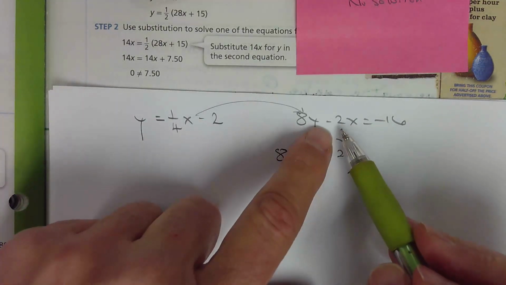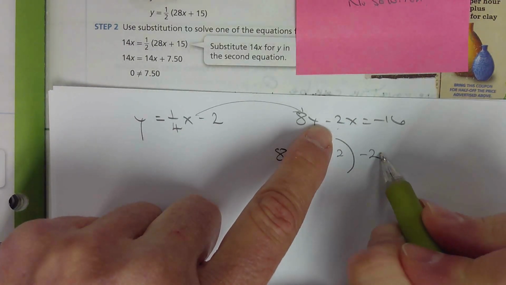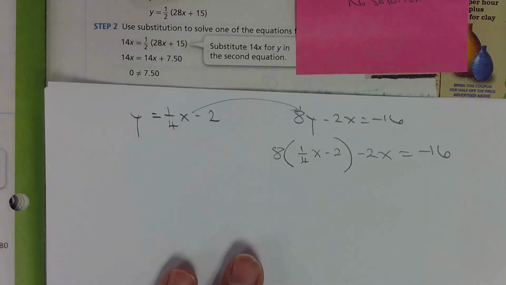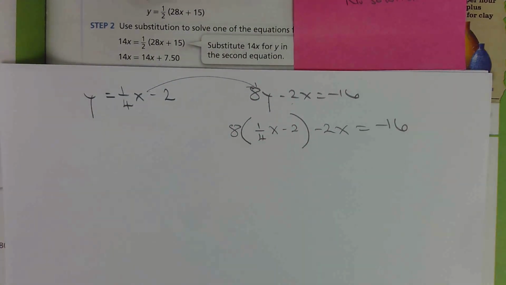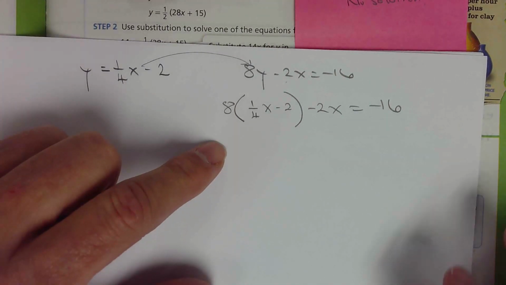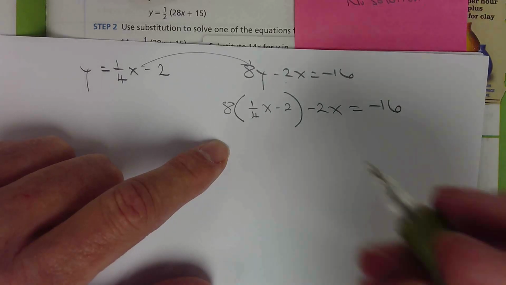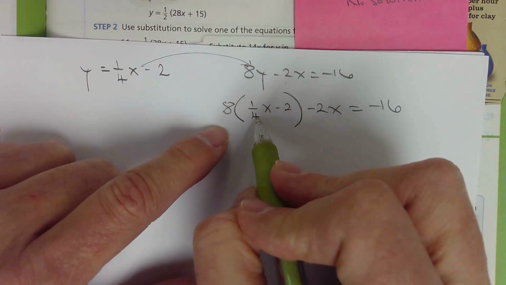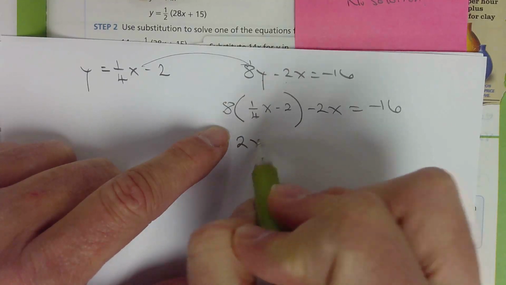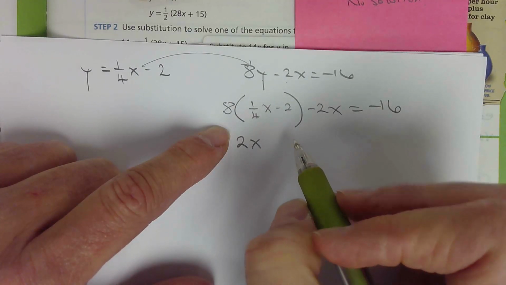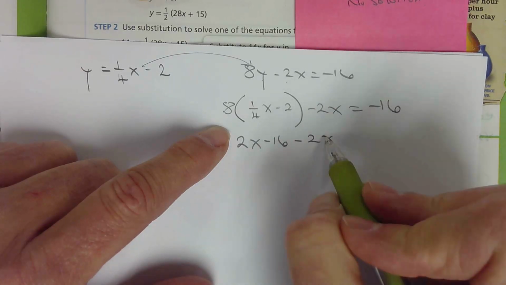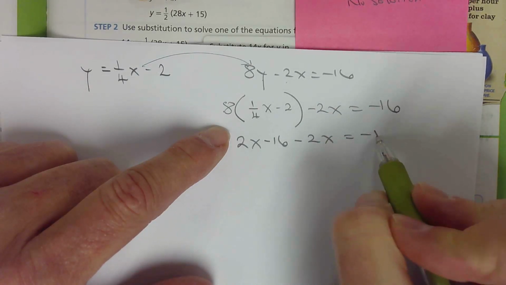And then what do I have here? Minus 2x equals negative 16. Okay? So, Mr. Meredith, what's the next thing I would do? Multiply 8 times 1/4 x. Which is 2x. Okay, 2x minus 16, minus 2x, because I'm just dropping that down, equals negative 16.